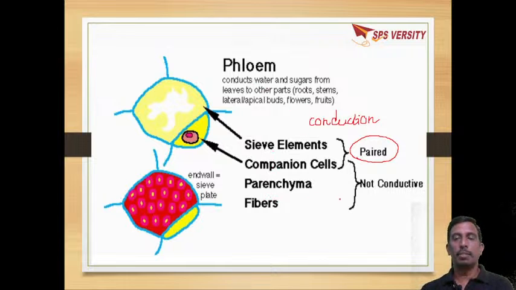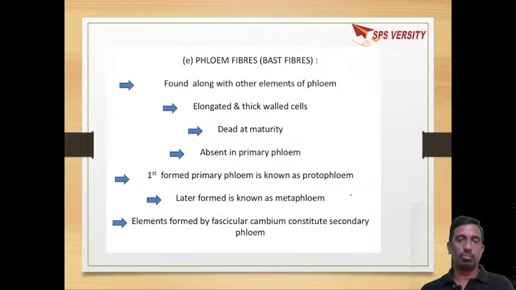Phloem fibers, they are not conductive. The phloem fibers का दूसरा नाम क्या है कि bast fibers. They are found along with other elements. They are elongated and thick walled. They are dead at maturity, absent in primary phloem.